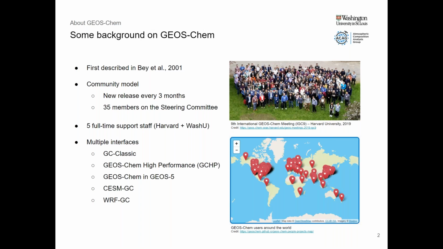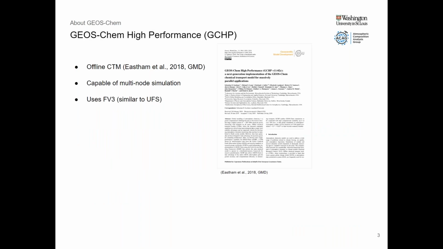And then there's also examples of GEOS-Chem within other parent models. So the GEOS-Chem chemistry module is in GEOS-5, also CASM, as well as there's a WRF-GC version. And so next, to dive into GCHP a little bit, we are an offline chemical transport model that was first described in Seb Eastham's 2018 paper in GMD.